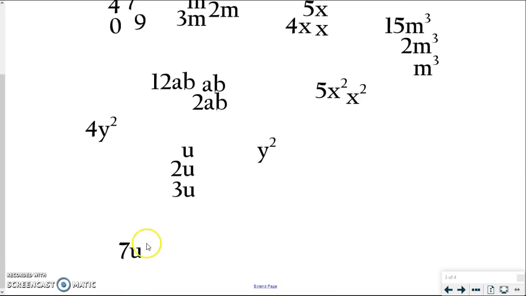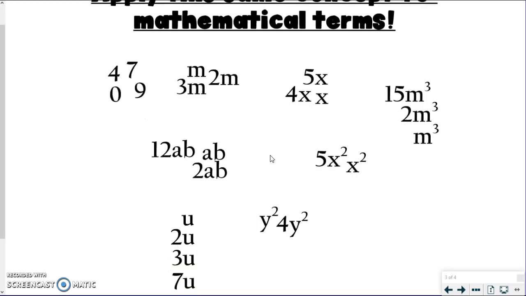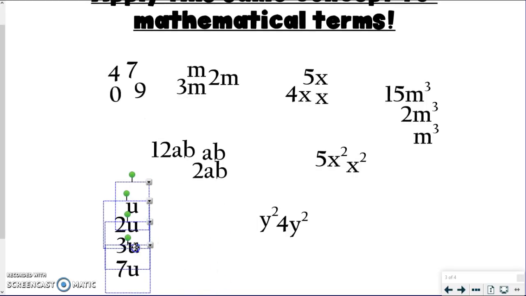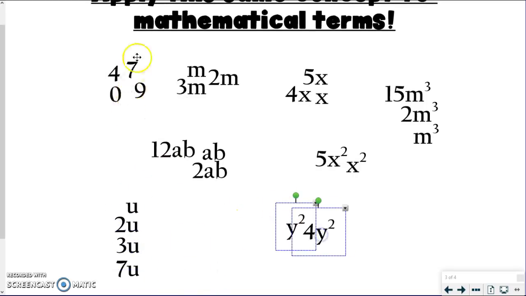Okay, so I got my U's. Oh, here's one more, 7U. All right, my last group are these y squared. So I got y squared and 4y squared. All right, so if you can see, I've got my different groups here, right? I've got the constants, they're just the numbers with no variables. I got my m's, I got my x's, my m's to the thirds, my x squareds, my y squareds, my ab's, and my u's, okay? So I had 1, 2, 3, 4, 5, 6, 7, 8 different groups, okay?